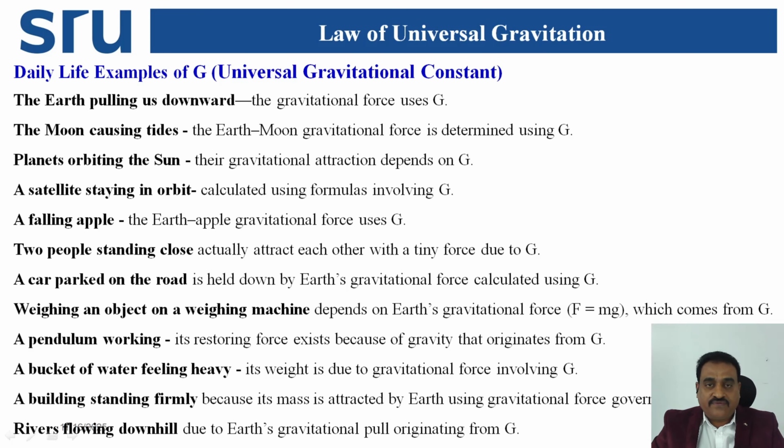Some examples of the universal gravitational constant. The Earth pulling objects downward, the gravitational force uses capital G. The moon causing tides, the Earth-moon gravitational force is determined using capital G. A satellite, planets orbiting the sun, a car parked on the road, weighing an object on a weighing machine, a pendulum working, in everything G is influencing.